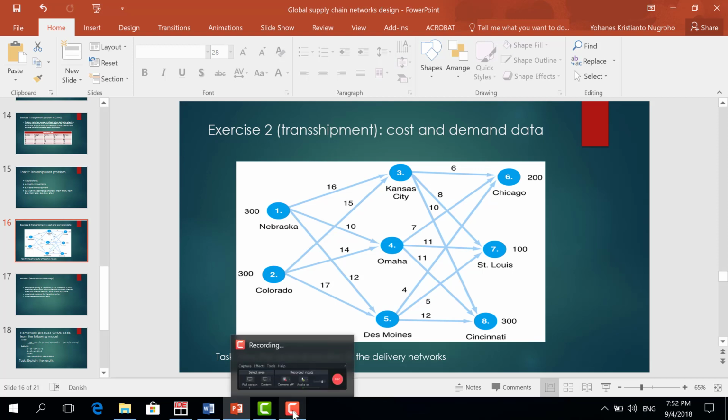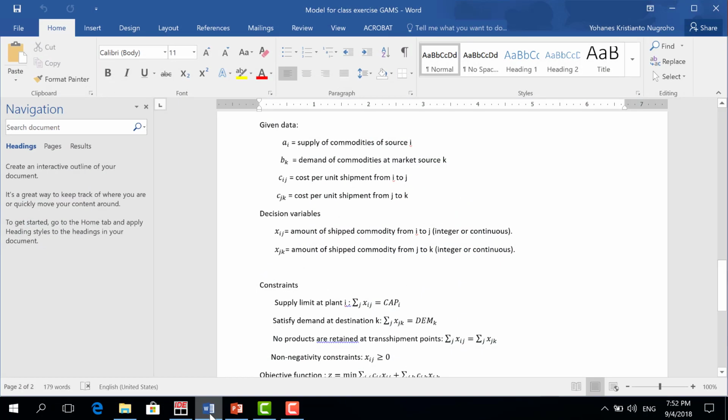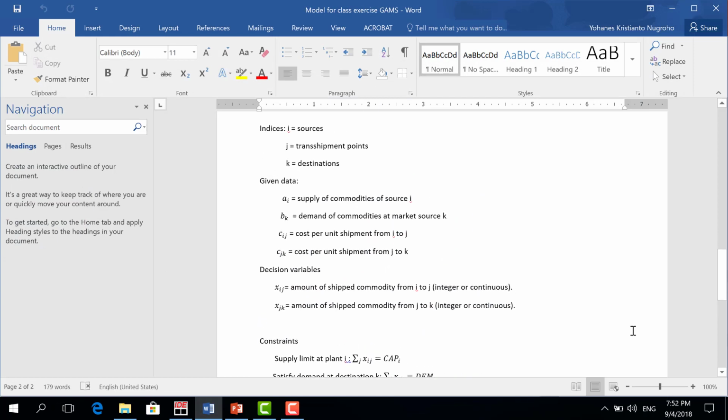And now we are going to model this problem in GAMS. But before doing the modeling in GAMS, we should formulate this problem into a mathematical model, and therefore I have composed the model. As you can see here, as compared to assignment problems, here we have three indices: I for sources, J for transshipment points, and K for final destinations.